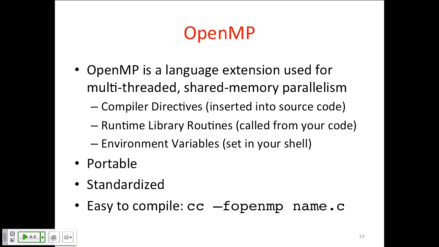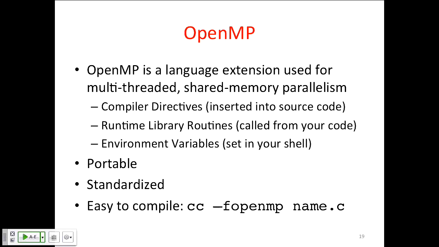There are three things it adds to C, three categories of things. One is compiler directives that you insert into your source code to tell the compiler how to break things up into chunks to run different processes. There are runtime routines. There are functions you can call from your code to set certain things up or to interrogate the machine about what's going on. So there's a set of library calls you can make.